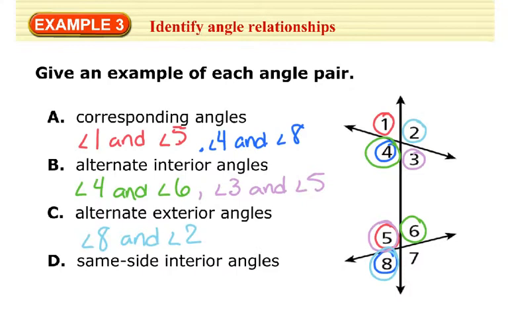Now, our consecutive interior or same side interior angles lie on the same side of our transversal and are on the interior. So I'm going to name 3 and 6. And there we have it. We've named pairs, or given examples of each pair.